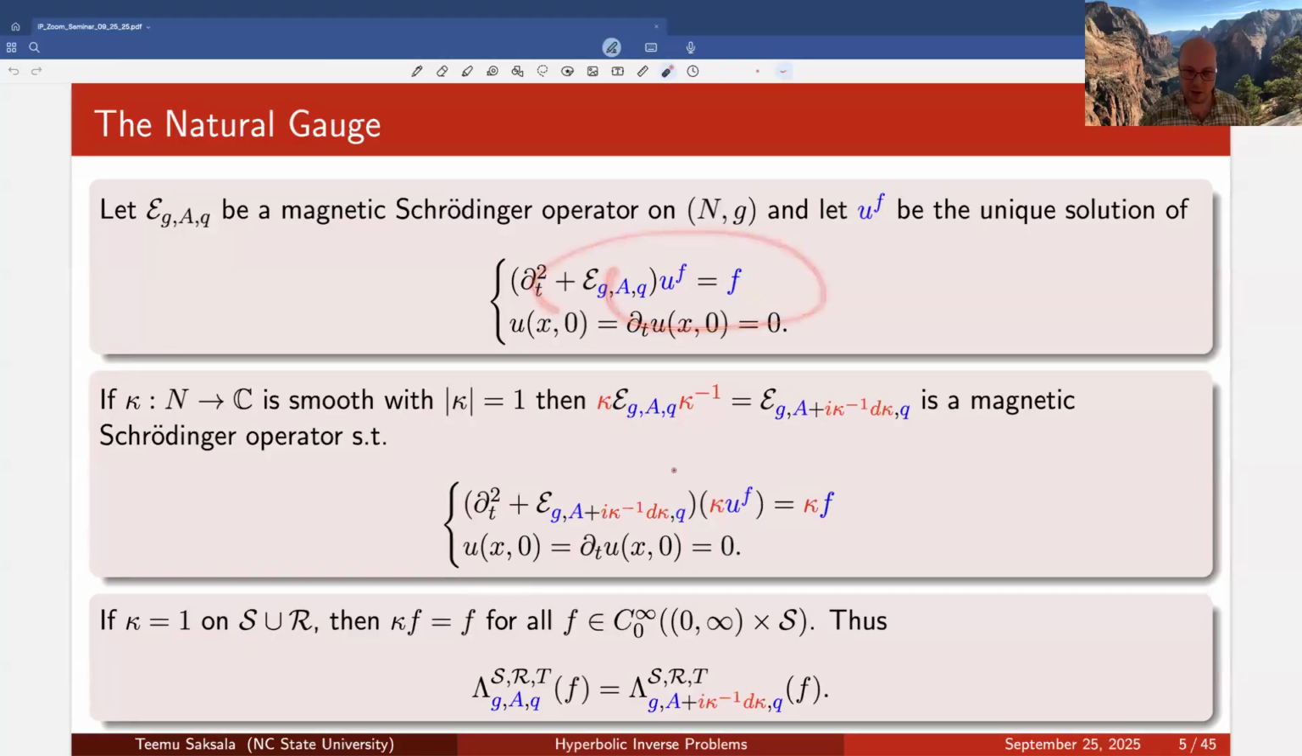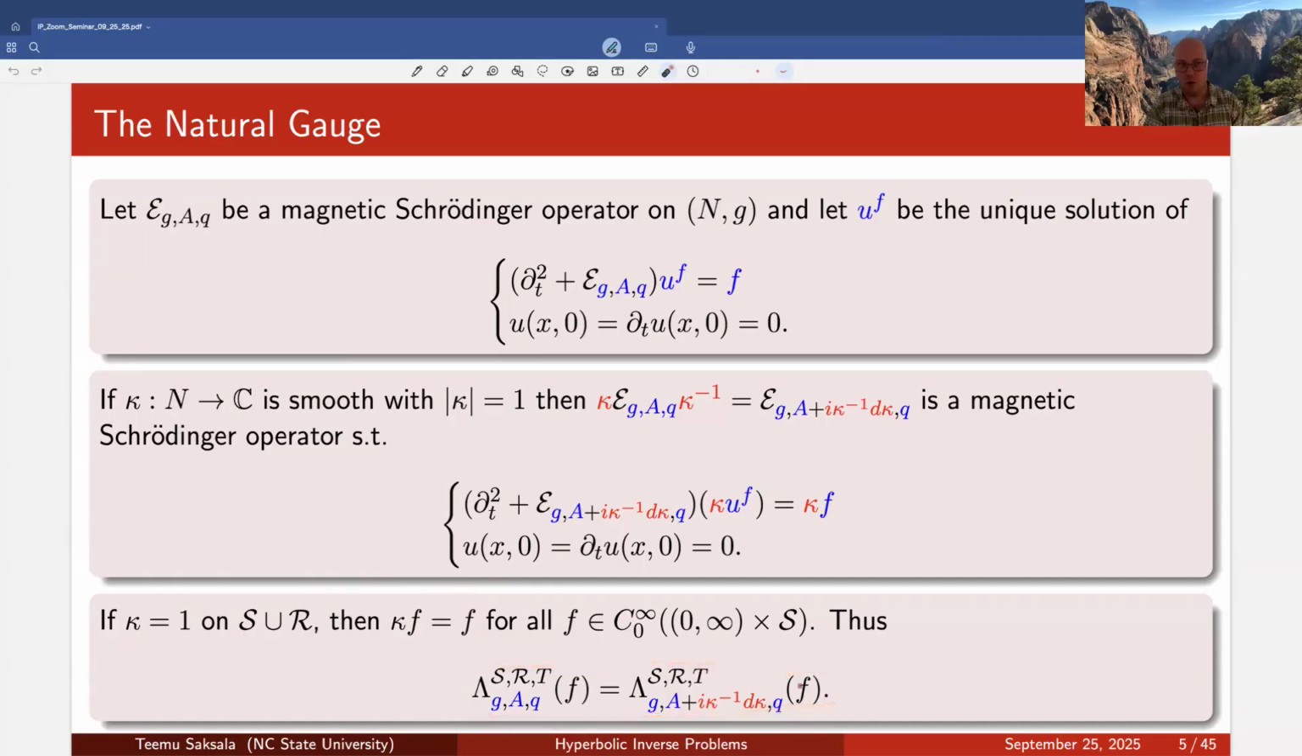Okay, so now let's see that if you solve this equation, then I can show by direct computation that kappa of u will solve this new wave equation, but I have to multiply my source f also with kappa. Now if I assume that my kappa is 1 on the set where I send waves and 1 on the set where I receive waves, then this equation holds true. So all my sources look exactly the same as they used to be. And now, because I do the recording only on the set R, my solutions also look the same.